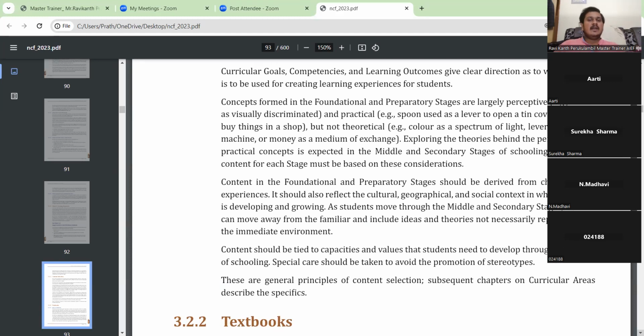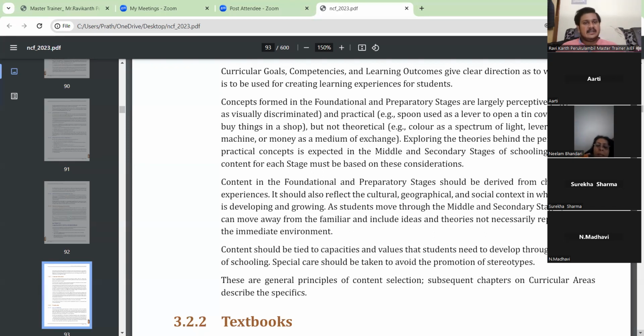Curricular goals, competencies, and learning outcomes give clear direction as to what content is to be used for creating learning experiences for students. So based upon the learning outcomes and the competencies that are to be achieved, we can choose the books. While we are selecting books, it's always better that we make a checklist of all these things and we select the books. Concepts formed in the foundational and preparatory stages are largely perceptive.